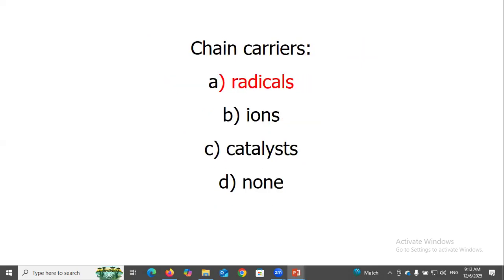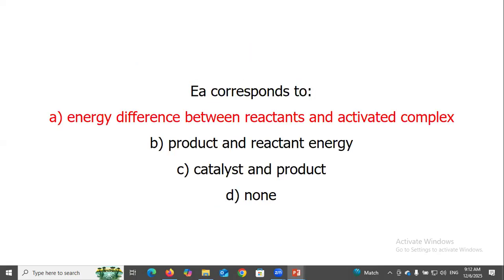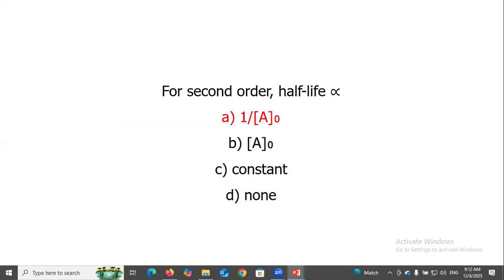Chain carriers: radicals, ions, catalysts, none. Correct option A, radicals. Transition state is formed at peak energy, minimum, constant, none. Peak energy. Ea corresponds to energy difference between reactants and activated complex, product and reactant energy, catalyst and product, none. Correct option A, energy difference between reactants and activated complex. For second order, half-life is proportional to 1 over A naught.